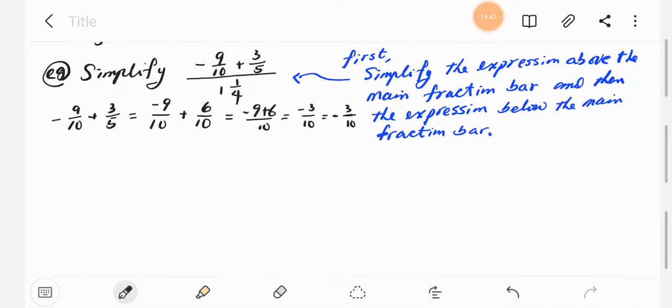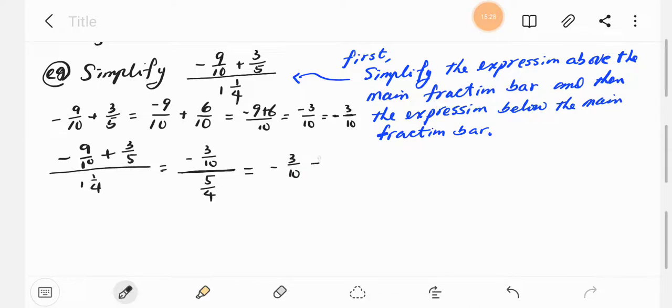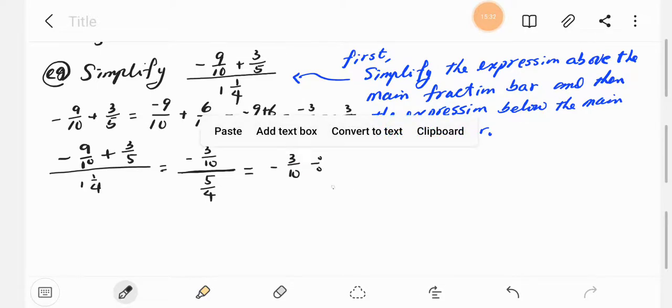You can move the negative sign to the front. So -3 over 10. So the expression -9 over 10 plus 3 over 5, over 1 and 1/4, is equal to: the numerator, the expression above the main fraction bar, is negative 3 over 10, right? Over 1 and 1/4. We have to convert this one into an improper fraction, so it will be 5 over 4. Since the main fraction bar indicates a division, you can rewrite it as negative 3 over 10 divided by 5 over 4.